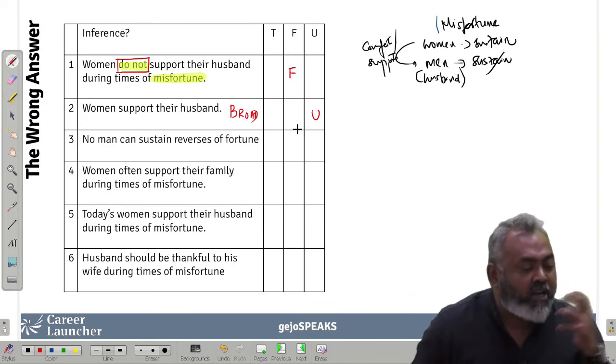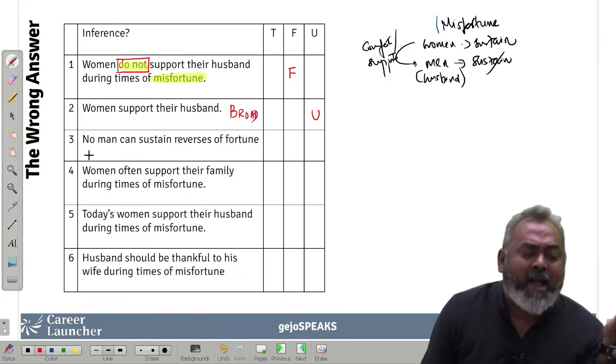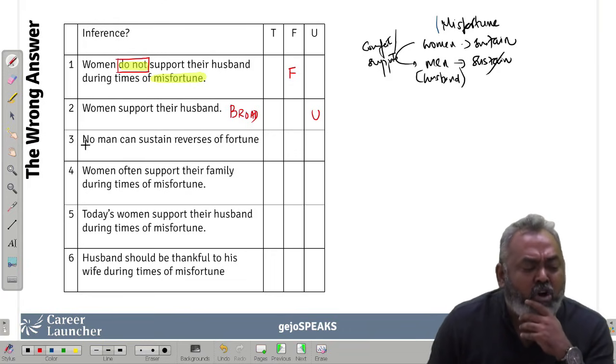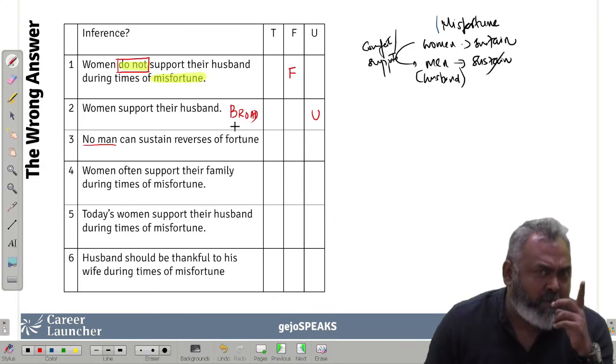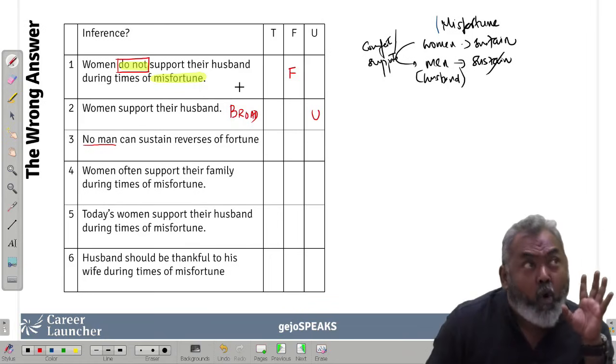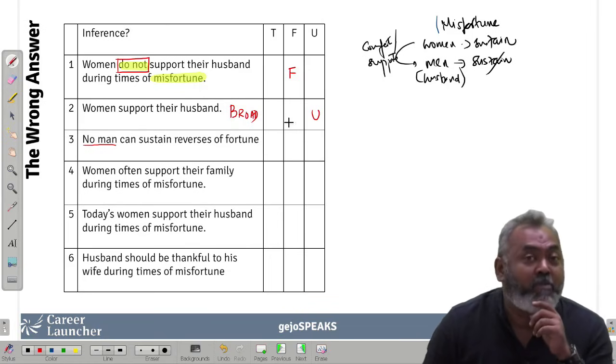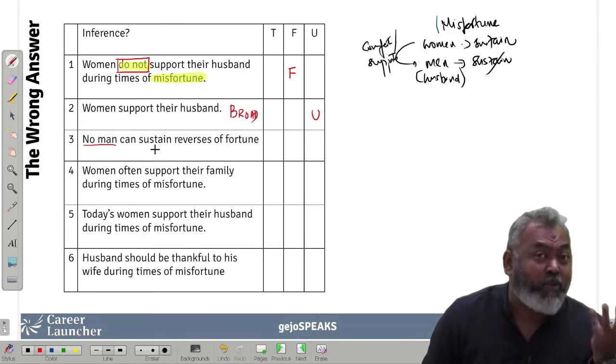And look at number 3. No man can sustain reverse of fortune, not even a single man. Oops, isn't that a little extreme? So remember the passage. The passage I think starts by saying, I have often had an occasion to remark the fortitude. This is too extreme.